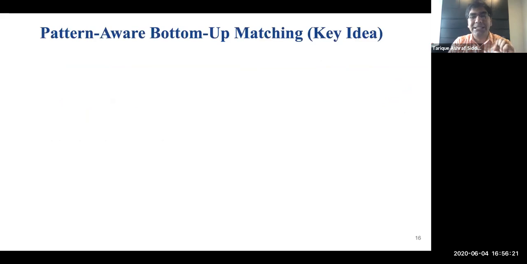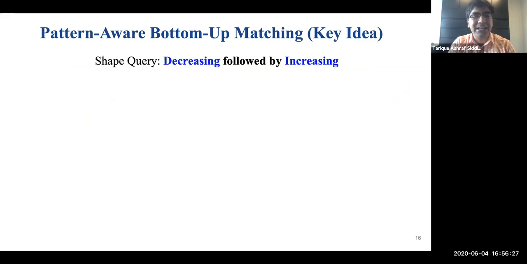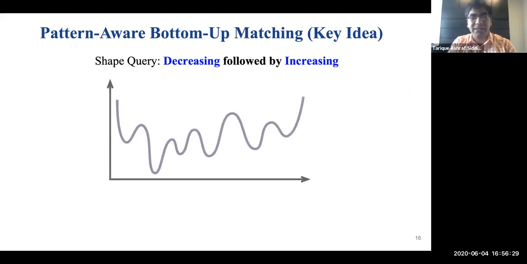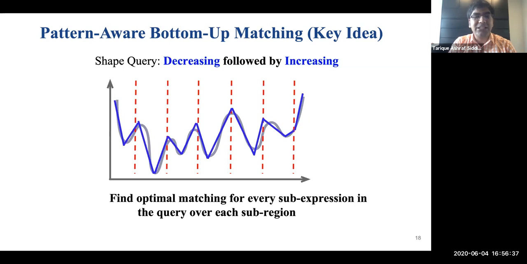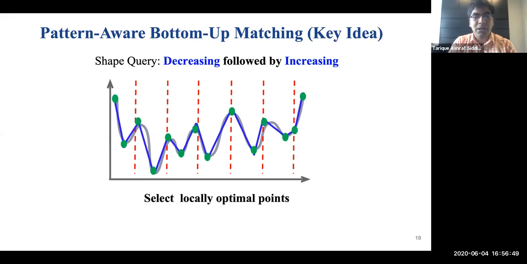We can describe the key steps of the algorithm with a simple example. Say we were looking for a shape which was first decreasing and then increasing over this trend line. As the first step, we split the trend line into multiple smaller contiguous subregions. Next, for each of the subregions, we find the optimal matching for every sub-expression in the query. In this example, we look for the best decreasing and then increasing patterns in each of the subregions independently. By doing so, we are able to identify important points that are more relevant to the patterns in the query. We call these points locally optimal points.